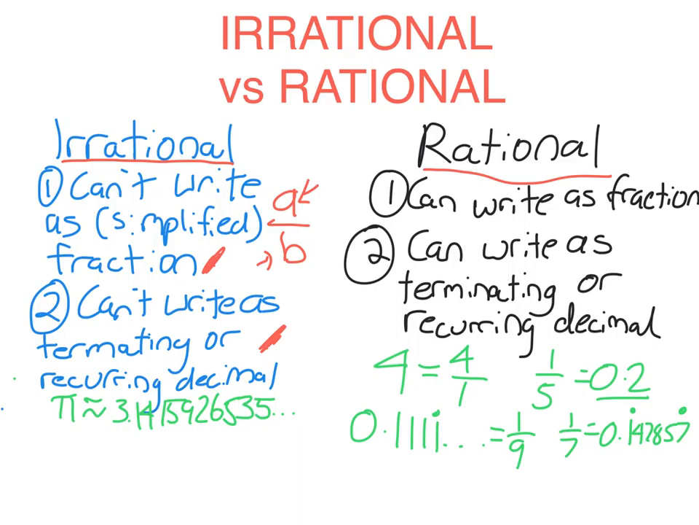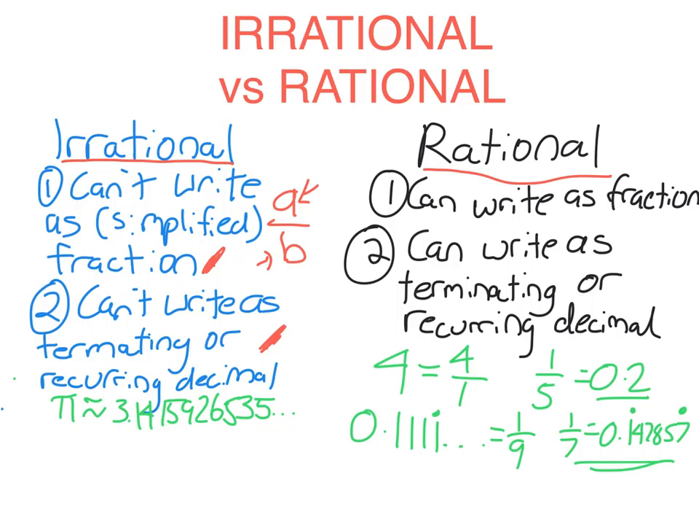After this 5 at the end, the numbers keep going on forever, but there's no pattern to them. You can't tell me, say, what will be in the 1,000th decimal place or the 2,000th. You can for 1 over 7. We see here that there are 6 numbers after the decimal place, so I know that there'll be a 7 in the 6th, 12th, 18th, 24th decimal spots, but I don't know that for pi. There is no pattern to them. So that's why pi is irrational.